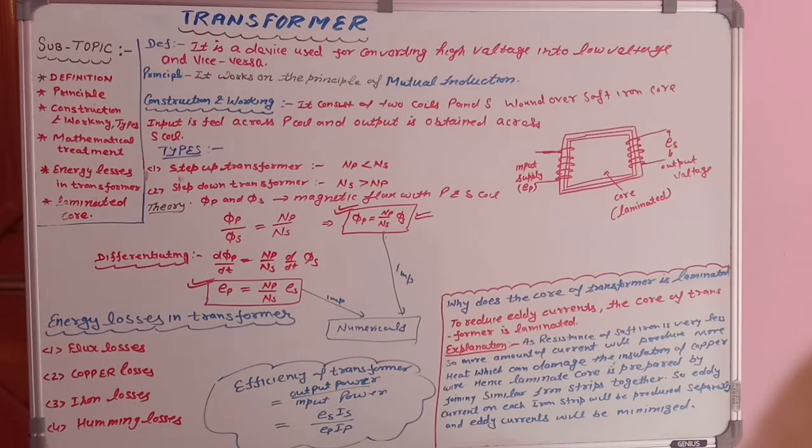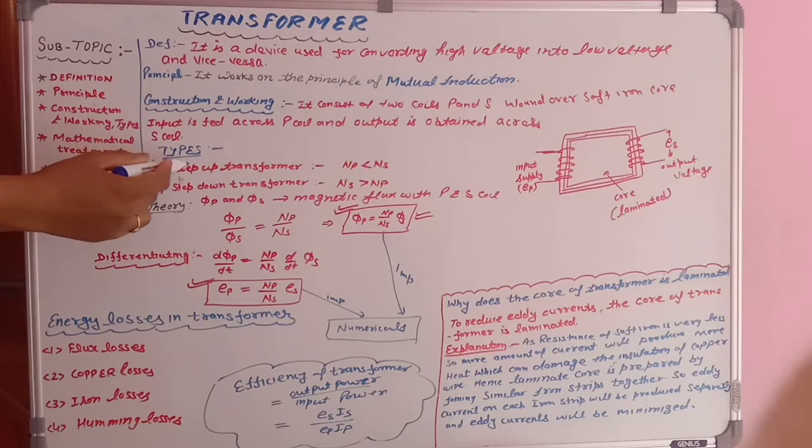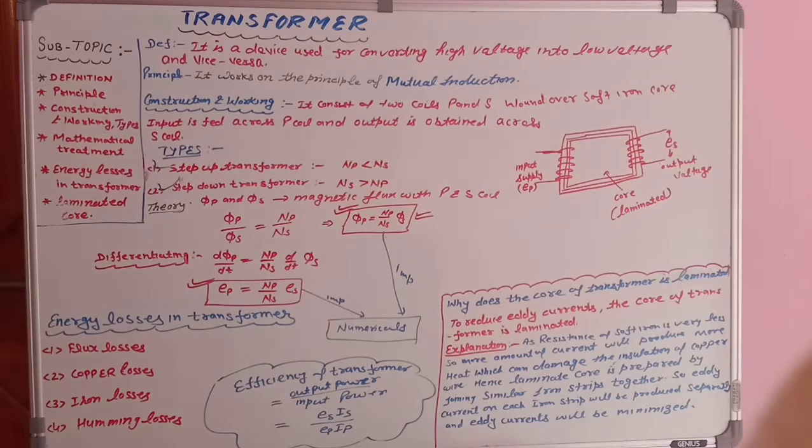Students, construction, I already told you that it has two coils, primary coil and secondary coil. Okay, next is types, that is, how many types of transformer are there. So students, the types of transformer are two, that is step up transformer and step down transformer. Now what is a step up transformer? Step up, as its name suggests, is low voltage to high voltage.